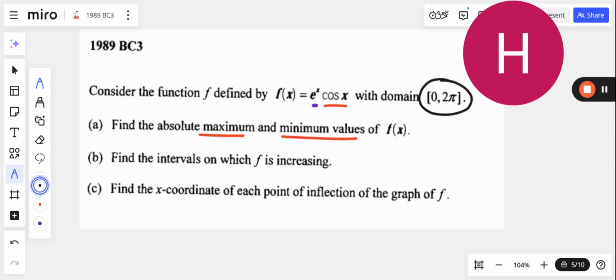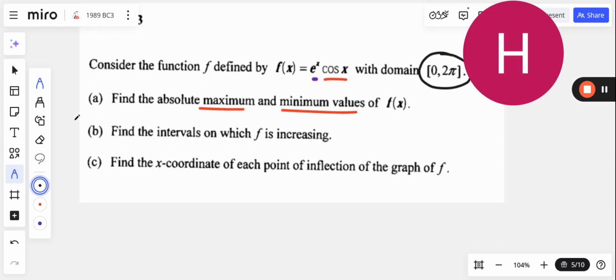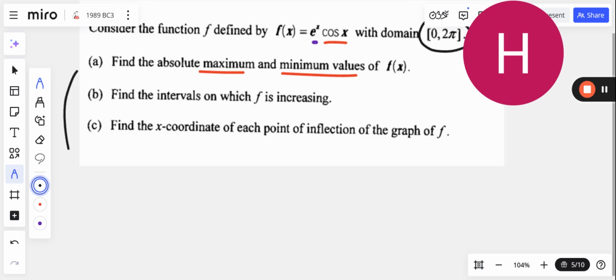If it's a continuous function, it has maximum and minimum values at some point. What are the candidates for that? What possible places could we have a maximum or minimum value? We have the endpoints as potential candidates. So the endpoints are going to be when x equals 0 and when x equals 2 pi.